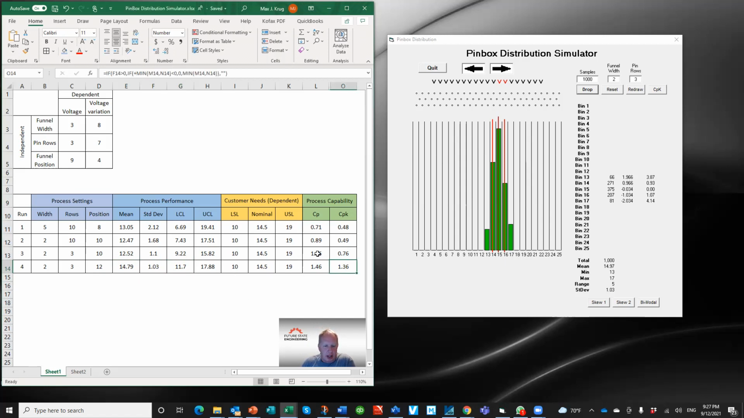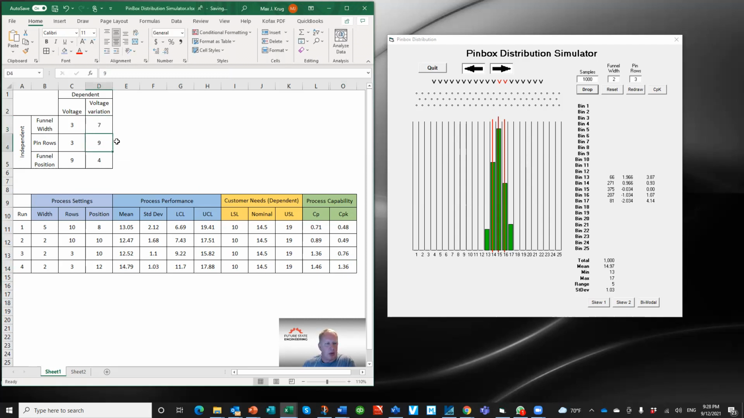So now I see that there is a relationship between funnel position and variability because I see it here in my CPK, and my CP is now 1.36. So now it's capable. So I systematically went through and said, okay, which independent variables affect the output? I said the funnel width was the first thing I changed. So I got some improvement. Then I changed the number of pin rows, and I got a much bigger improvement. So I probably want to say, you know what, pin rows probably has a bigger effect, and funnel width has less of an effect.